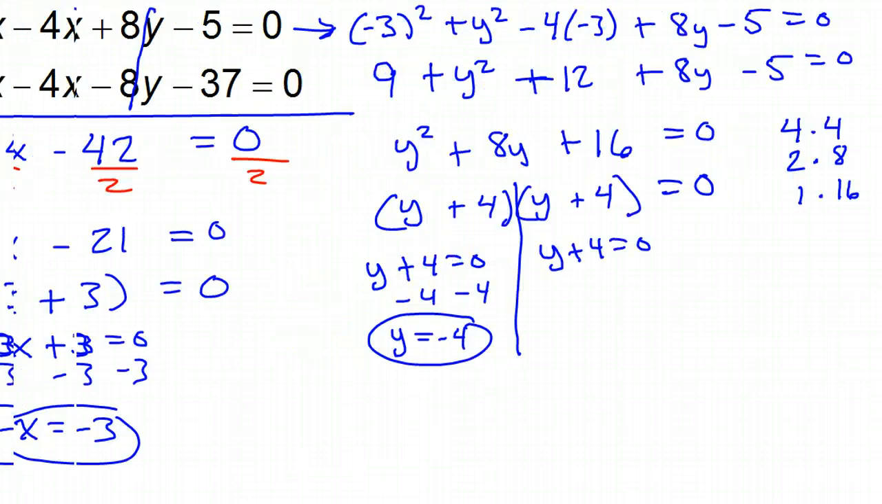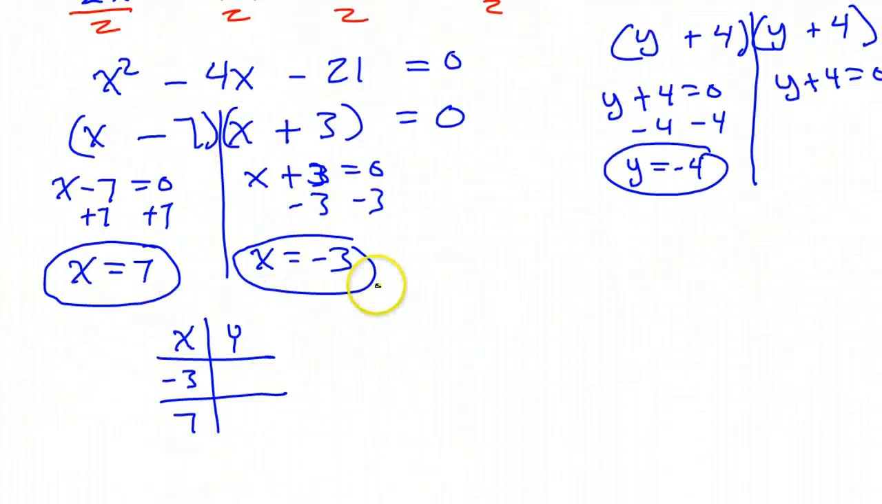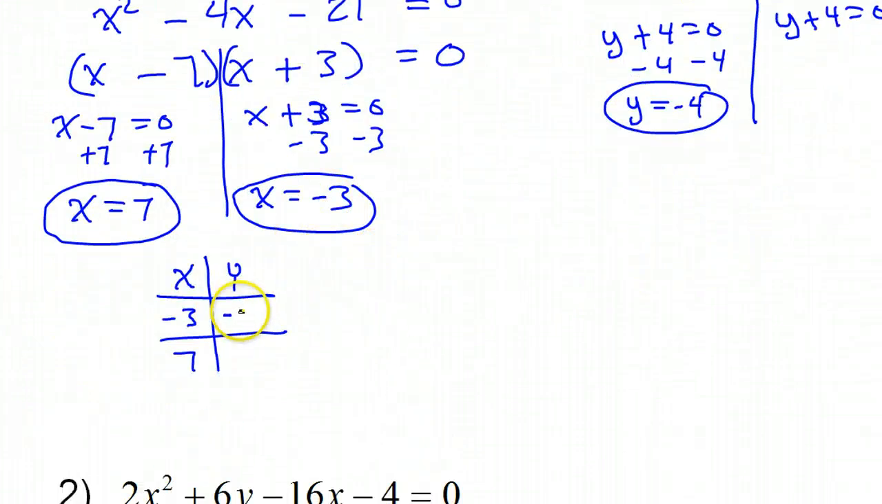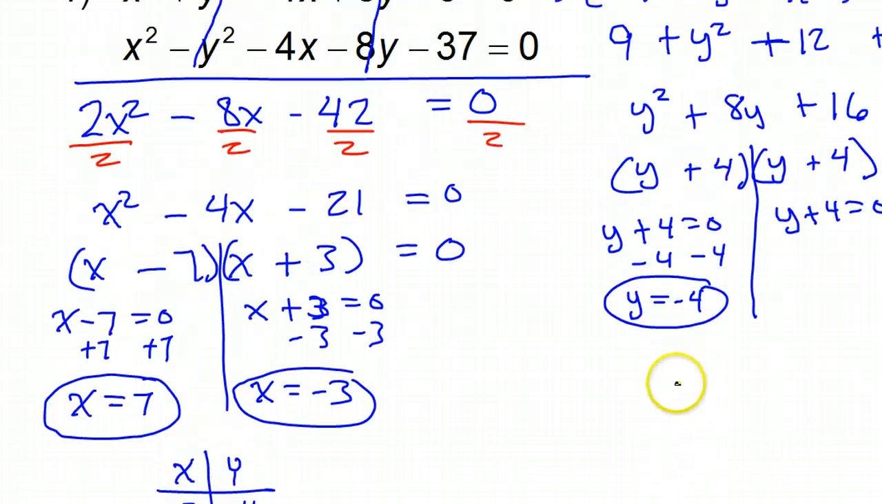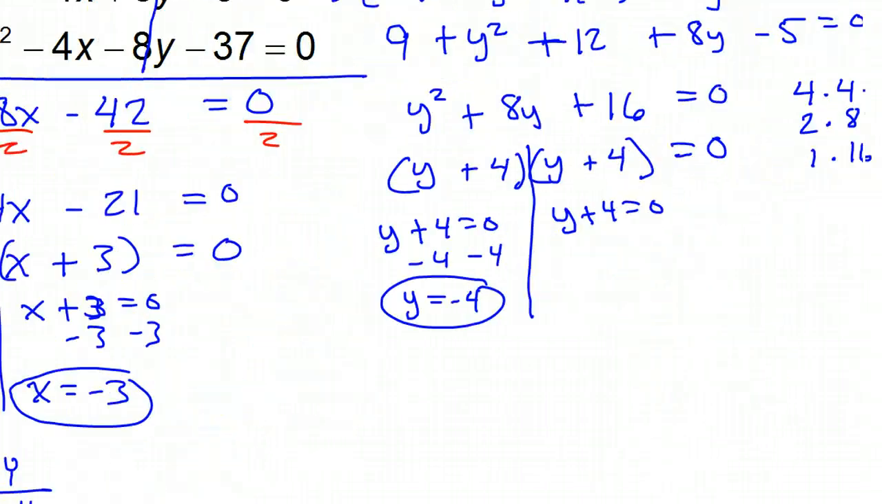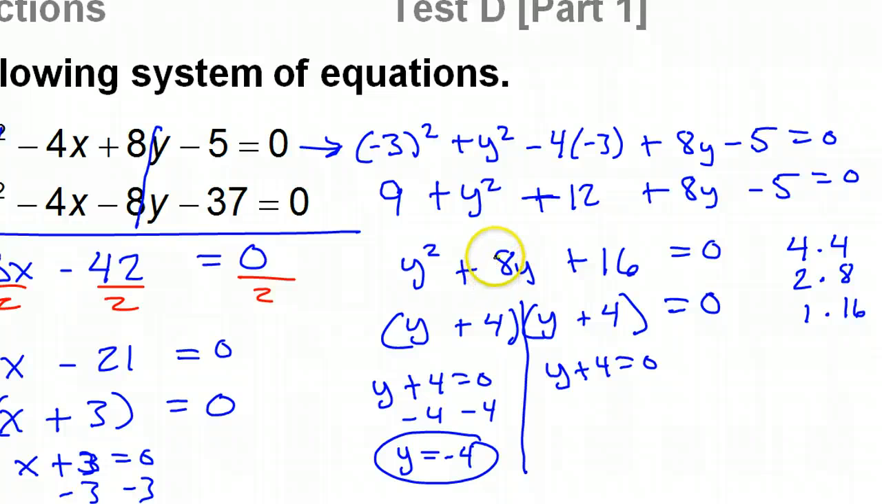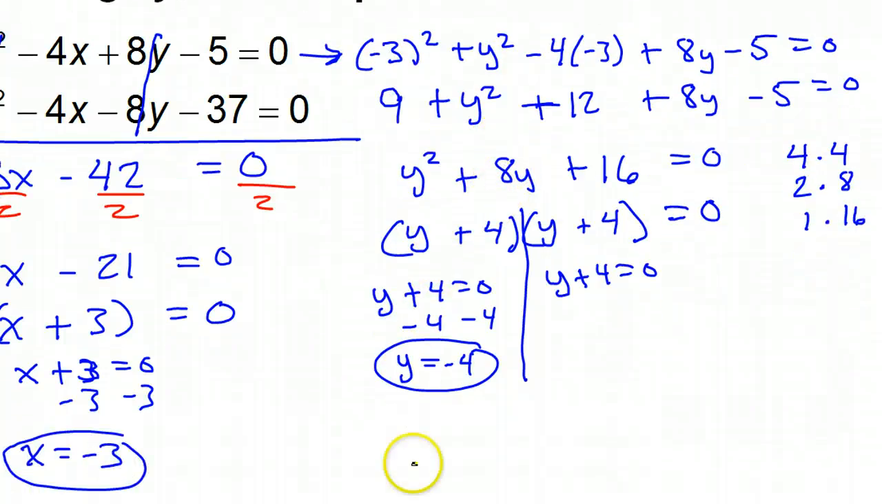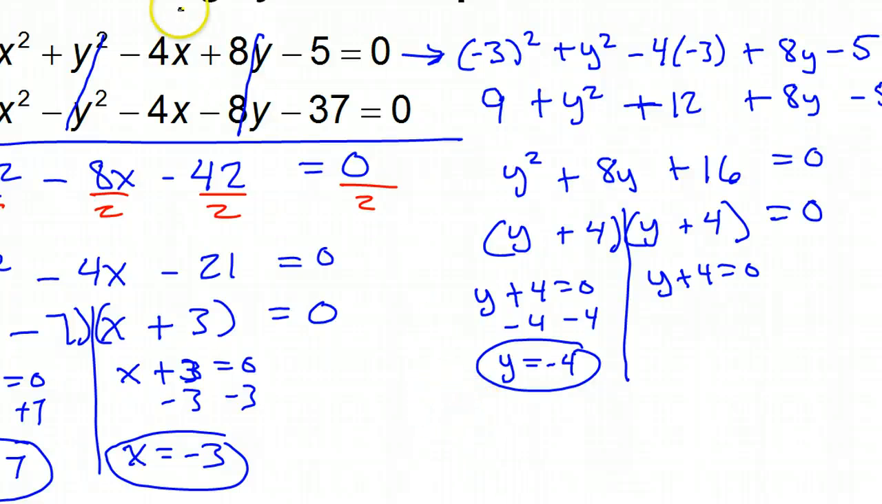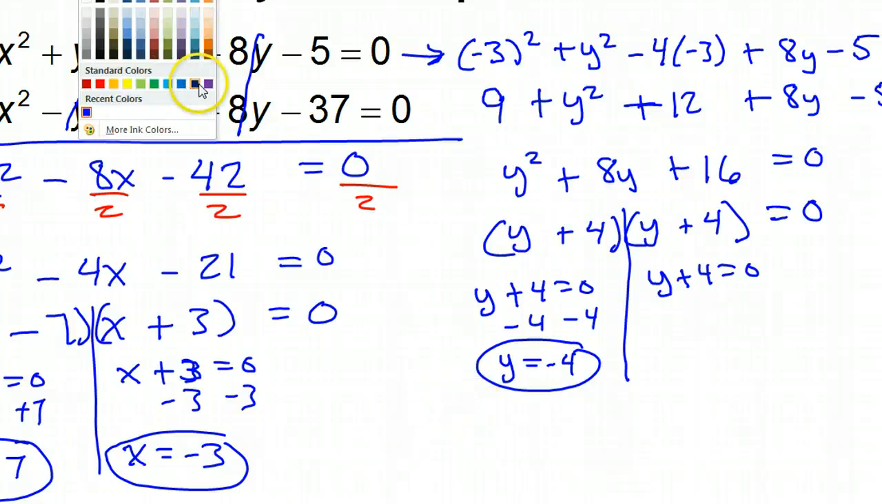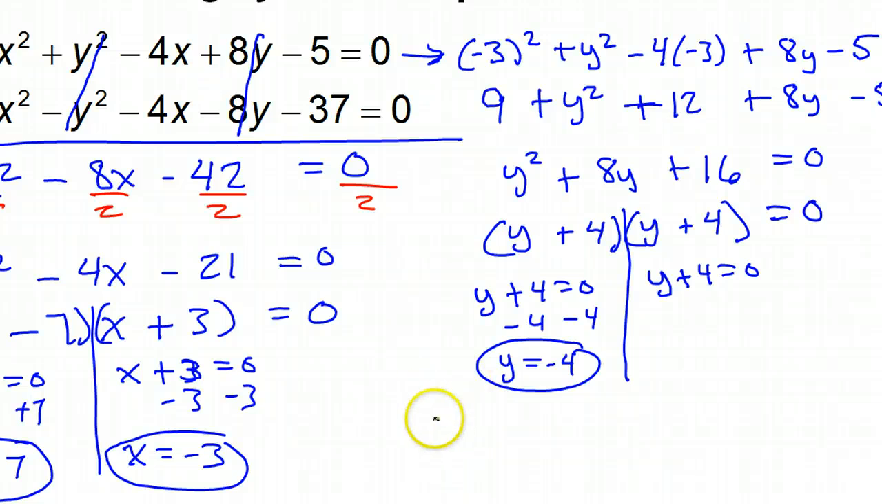Okay, so back to my t-chart. When I plugged in negative 3, I got negative 4 for my y value. Okay, well, let's plug in 7. Let's substitute 7 and see what we get. So I'm just going to use the same equation again. Okay, I think I'll change colors just to see it better.